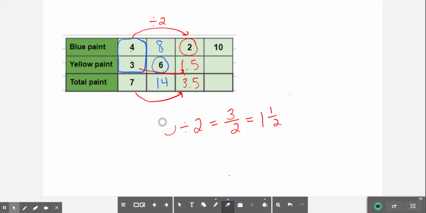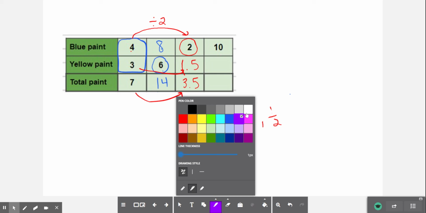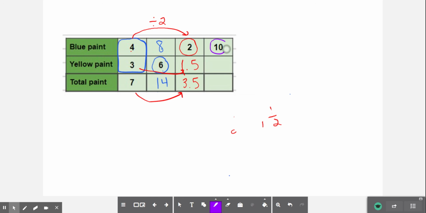All right, now the last one. So look, we have 10. And 10 is a blue paint number. So we look at all the blue paint numbers we have so far. We have 4, 8, and 2. And we want to think about which one would go easiest into 10. And I like the 2, because I can see I can multiply right from the 2 to make 10. So 2 times 5 is 10. So I'm going to multiply the other number by 5 also.